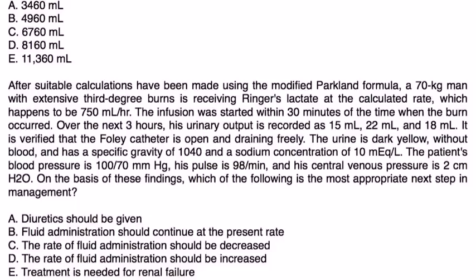After suitable calculations have been made using the modified Parkland formula, a 70 kg man with extensive third-degree burns is receiving Ringer's lactate at the calculated rate, which happens to be 750 mLs per hour. The infusion started within 30 minutes when the burn occurred. Over the next 3 hours, the urinary output is recorded as 15, 22, and 18. It is verified that the Foley catheter is open and draining freely.